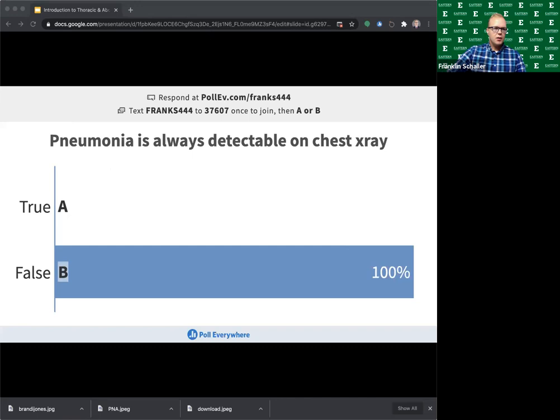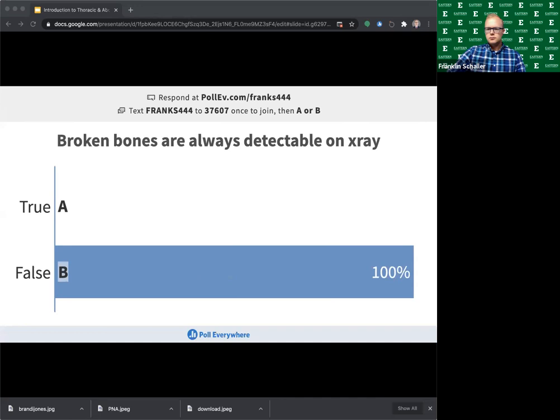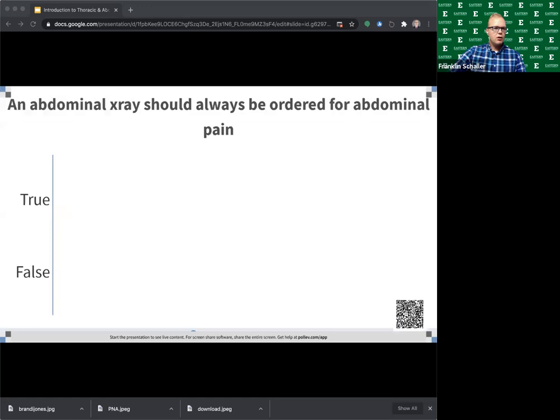How about another true or false question? Broken bones are always detectable on x-ray. True or false? Very easy question so far, and you guys are crushing them. That is false. How about this one? An abdominal x-ray should always be ordered for abdominal pain.